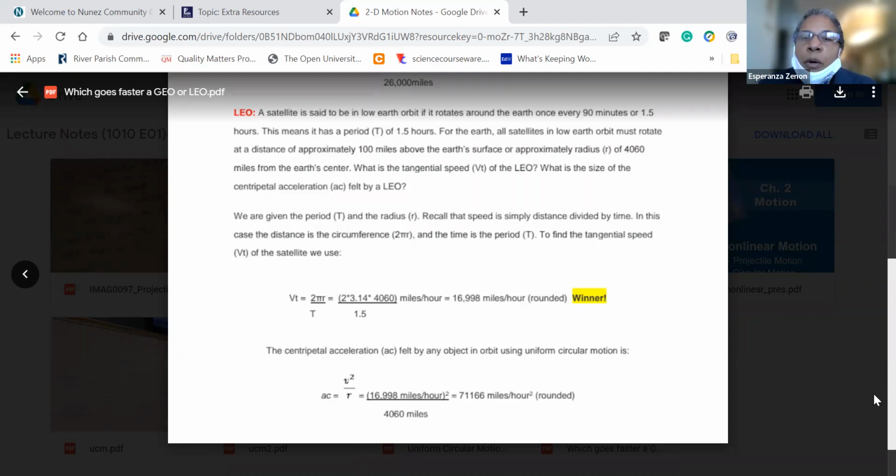And since it's in what we call the low Earth orbit, it is not nearly as far out as the Geosynchronous satellite.